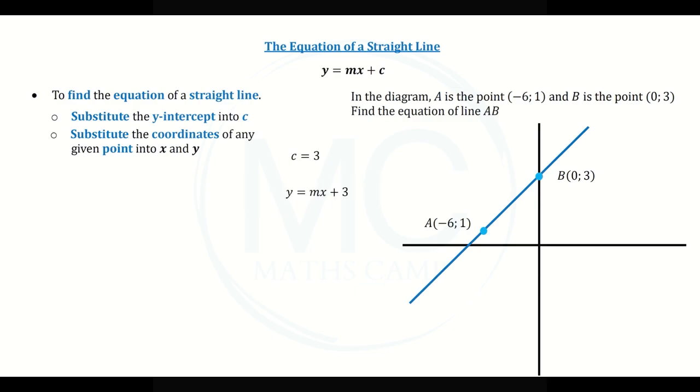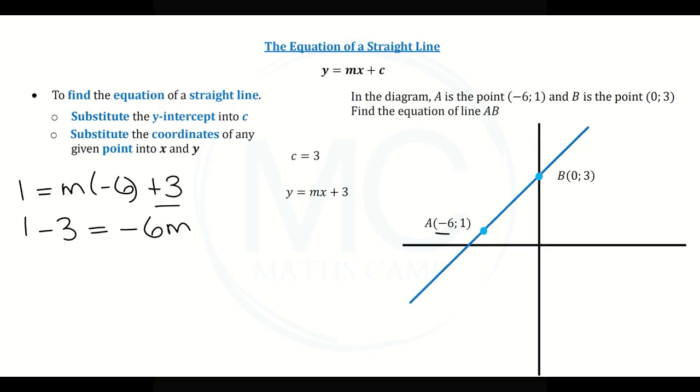Now we're going to use the coordinates of point A to solve for m. Point A has an x-coordinate of negative 6 and a y-coordinate of 1. So we say y, which is 1, is equal to m multiplied by the x-coordinate, negative 6, plus 3. On the left, we have 1. Let's move this 3 over. We get minus 3 is equal to negative 6 multiplied by m, which is negative 6m.